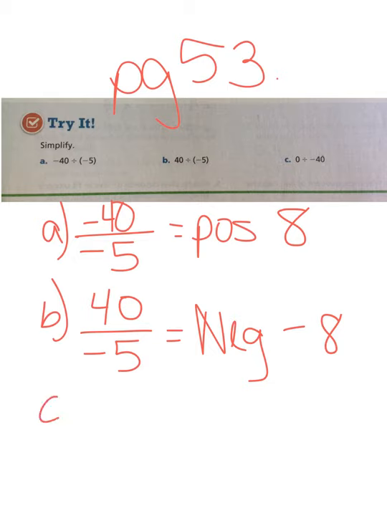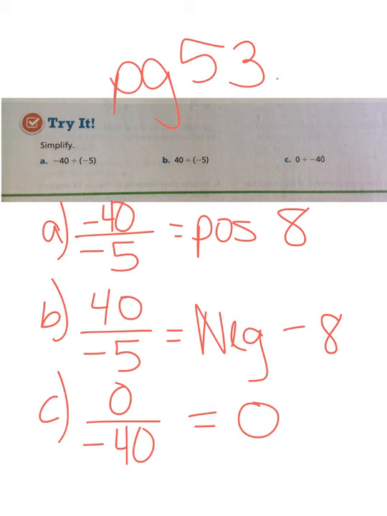And then part C, they just try to throw you, I think. 0 divided by anything, I don't care if it's positive or negative, a 0 in the numerator divided by a value is going to be just 0. So let's look at one more example.